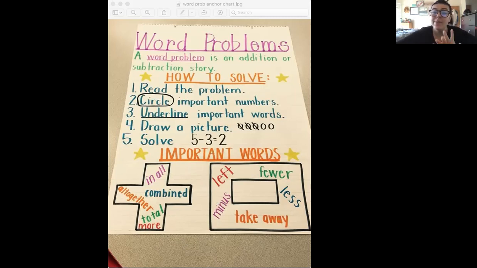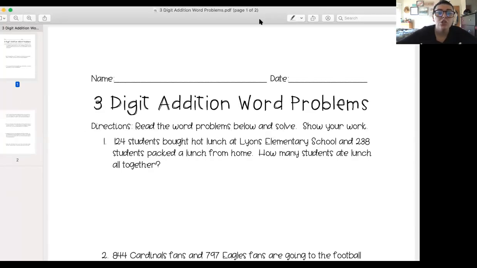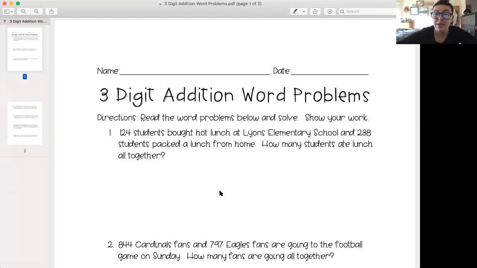So keeping all this information in mind, remember, you can always rewind the video and pause it so you can see the chart if you're running into trouble. I'm going to show you what your work looks like for today. So you have this 3-digit addition word problems page. If you can print it, you can print it and do them right on here.